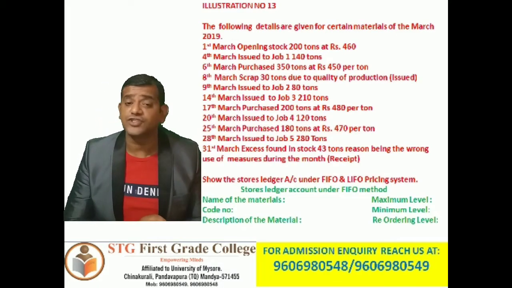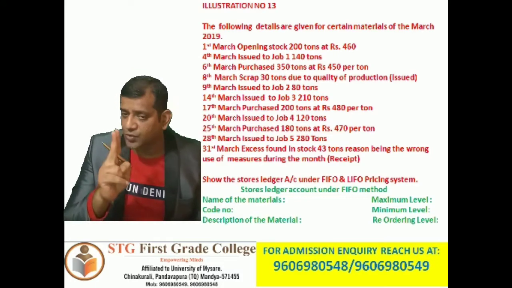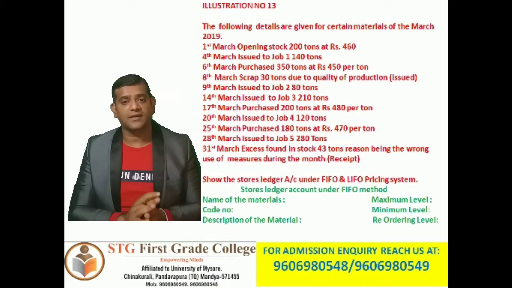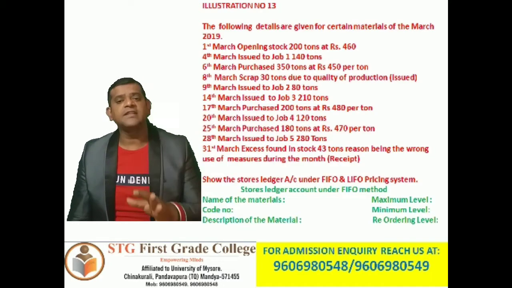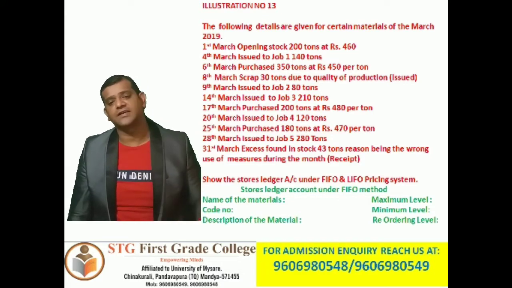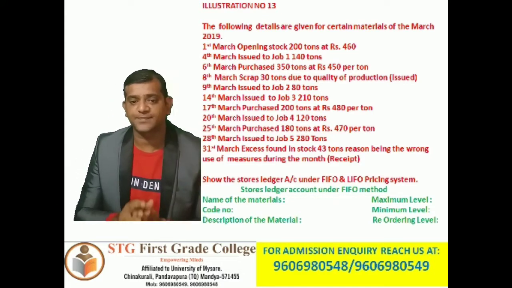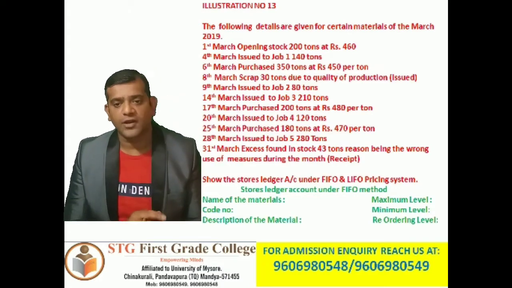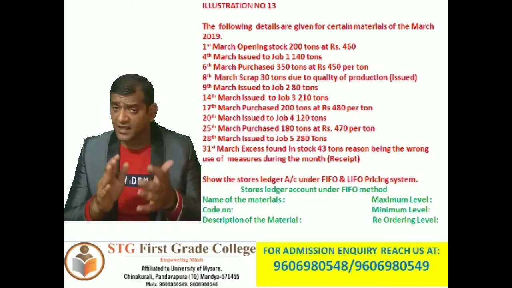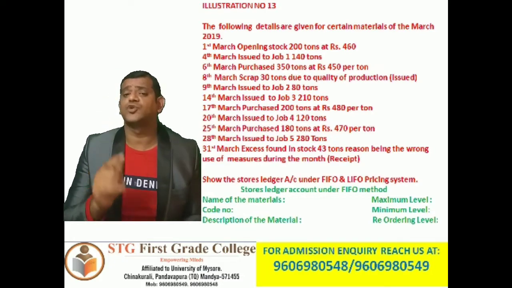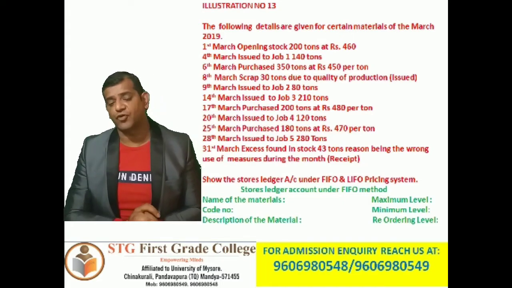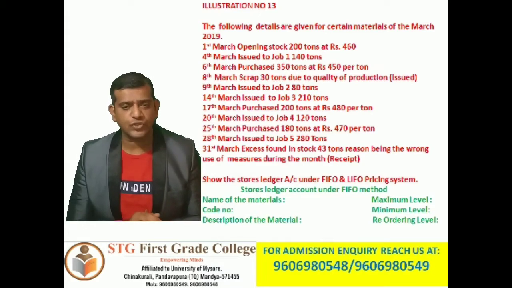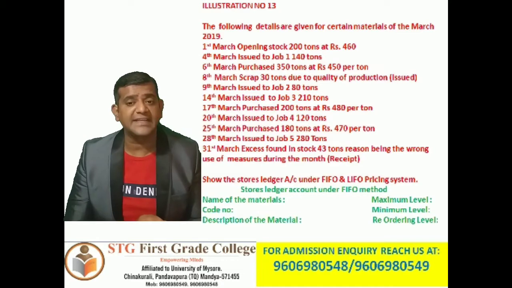On 9th March, issued to job 2, 80 tons. On 14th March, issued to job 3, 200 tons. On 17th March, purchased 200 tons at rupees 480 per ton. On 20th March, issued to job 4, 120 tons. Then on 25th March, purchased 180 tons at rupees 470 per ton. On 28th March, issued to job 5, 280 tons.